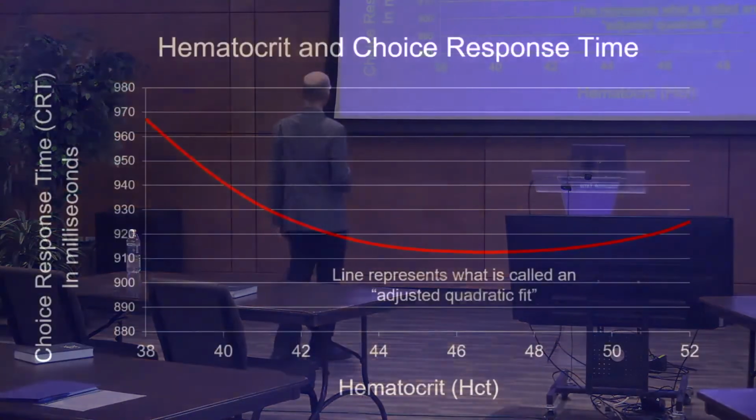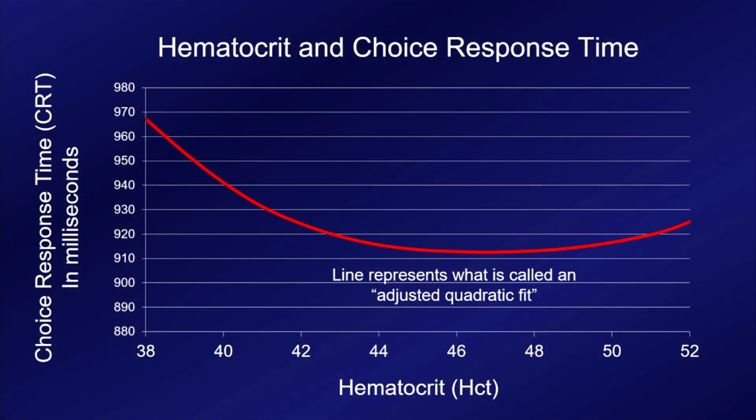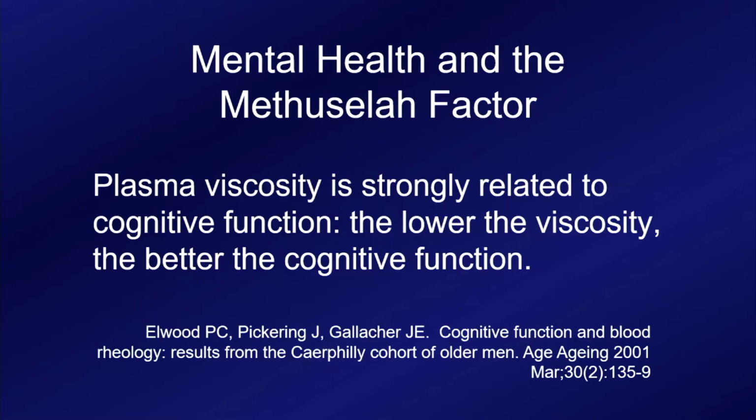So take a look at this graph with that in mind. So what you see is if you're anemic, yes, your choice response time will be poorer. But once you get into a hematocrit of around 46, 47, that's actually going to be optimal. And then as your hematocrit goes up, it gets worse. So, what about viscosity? The lower your viscosity, the better the cognitive function.